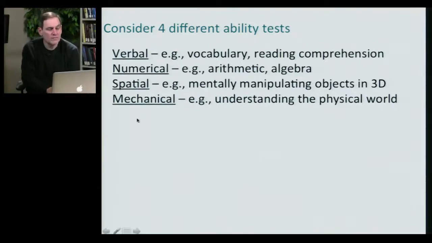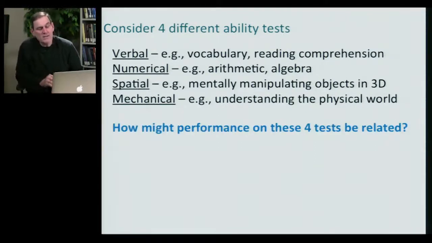Consider 4 different ability tests: a verbal ability test, a numerical ability test, a spatial test that might involve rotating objects in space, and a mechanical test. And we might think about how individuals taking these tests, how their performance on one test might relate to their performance on another test. If we just speculated about this, there may be 3 different ways we might imagine the relationship on one test might relate to another.